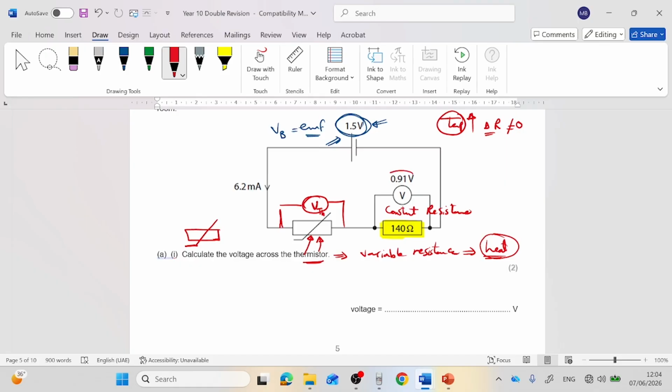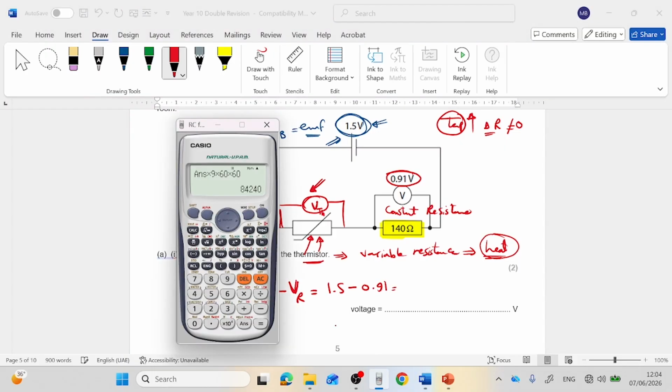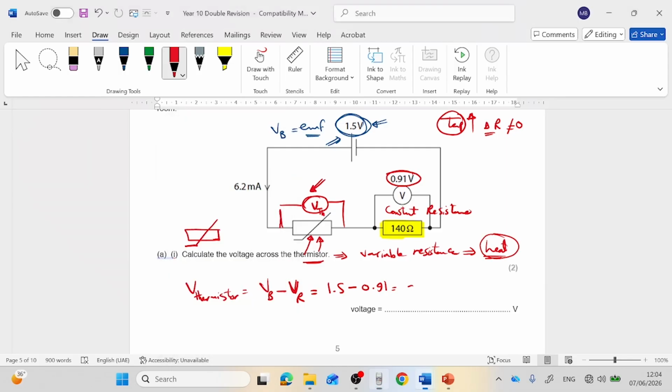Since the fixed resistance just consumed 0.91, the thermistor will consume the rest of the voltage. So the voltage of the thermistor will be equal to the voltage of the battery, which is the electromotive force, minus the voltage of the fixed resistance. The total voltage is 1.5. The voltage of the fixed resistance is 0.91. So if you subtract the two numbers, 1.5 minus 0.91, this is the voltage which will be consumed across the thermistor. So it's 0.59 volt. So this is the answer. And you need to show your work, okay?